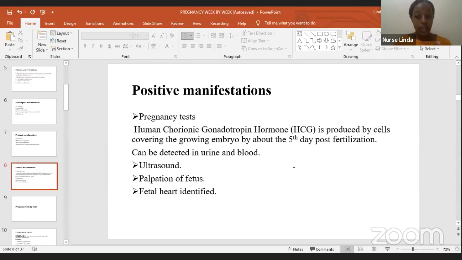I hope we are together up to that point. And just to give you a little bit more details of HCG, let it not be a big term that you cannot understand. It is basically a hormone that is produced by some cells covering the embryo, and it is found in the woman's blood or urine by the 5th day post-fertilization. And so this is why maybe a pregnancy test can be done in the first week of conception, and it could turn positive.